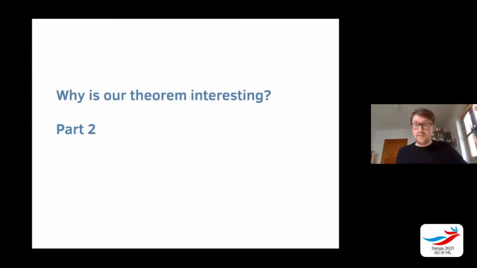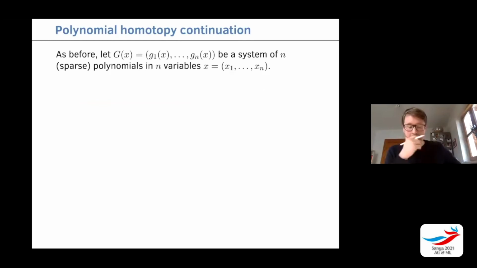So here's a second reason why our theorem is interesting. Why is our theorem interesting? Part 2. And this is, I think, the part which is even more interesting, at least in my opinion. Others might see it differently, but this is my opinion. This part is about polynomial homotopy continuation.